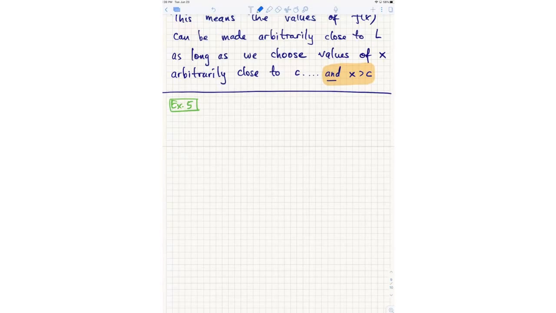Example number 5. Use the graph to calculate the limits. Now I did say that using a graph does not actually prove a limit, but if all you are given is a graph, you can just assume the graph has been drawn nicely enough that whatever it suggests the limit is, that is what the limit is, right? You have to kind of play along.